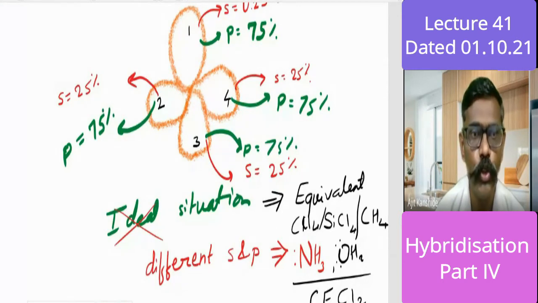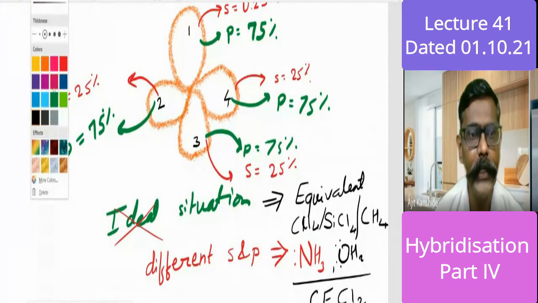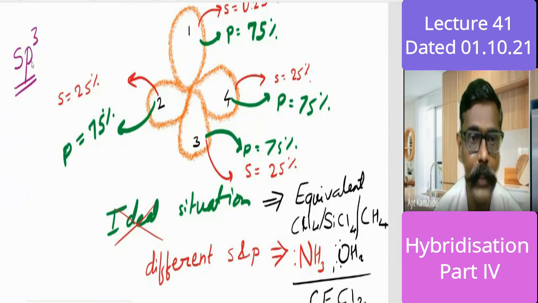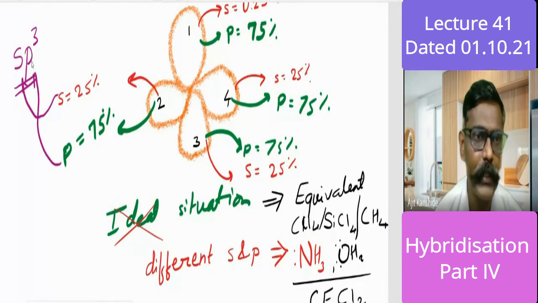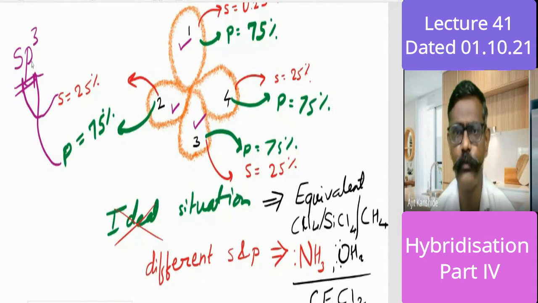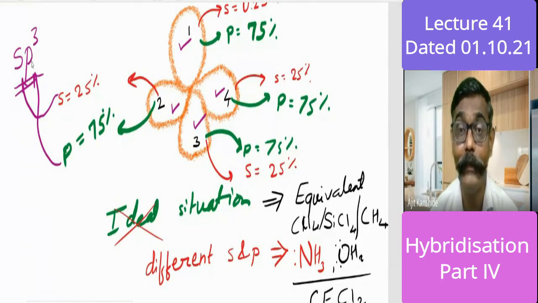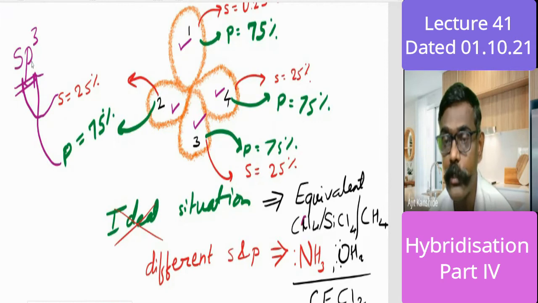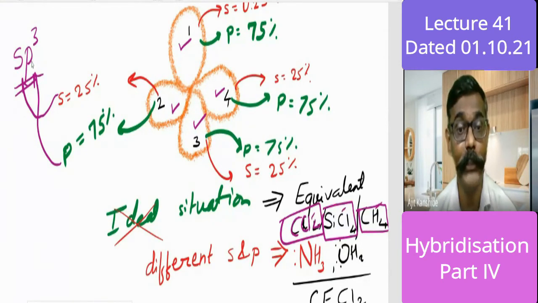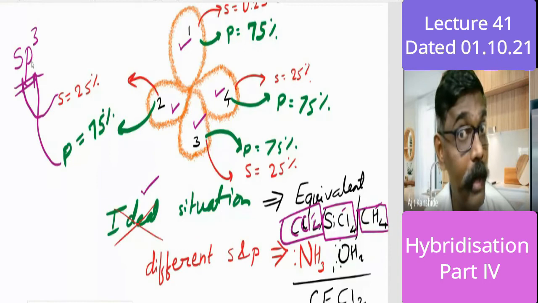See what I'm saying? Usually, when we consider any orbital, say sp3 orbital, we say that there will be 25% of S character and 75% of P character. In any lobe, this lobe also same situation, second lobe also same situation, third lobe also same situation, fourth lobe also same situation. These situations are there in case of CCl4, SiCl4, CH4, where all atoms are same. This is an ideal situation, but it will not be always.